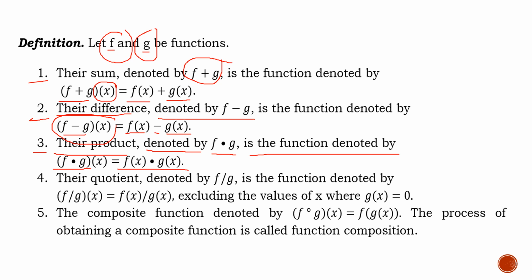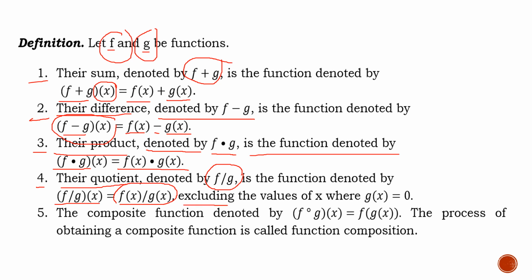For number 4, their quotient, denoted by f over g, is the function where (f over g) of x is equal to the quotient of f of x and g of x. So we just simply divide f of x by g of x, and that will be the definition of the quotient as an operation for this function.